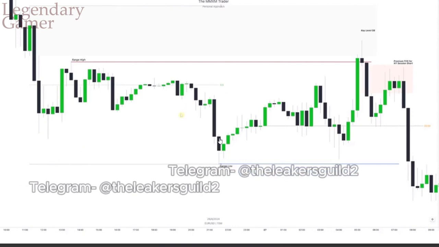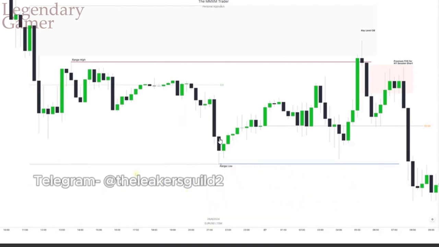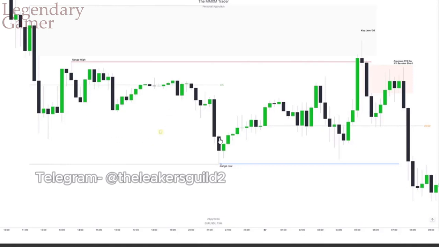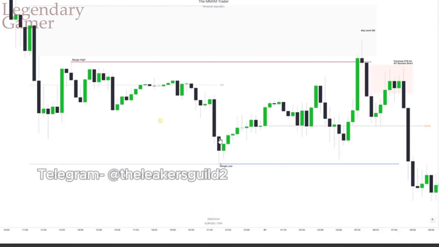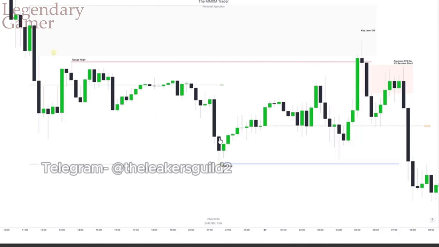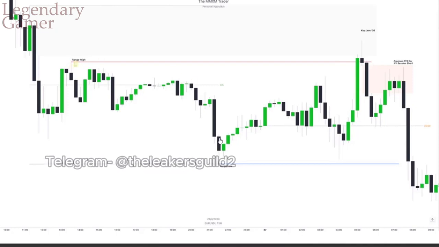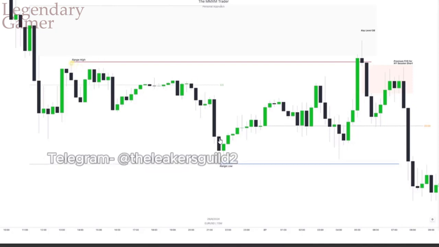So over here we've got another example, right? We've got the Euro USD 15-minute chart. Again, we want to be sellers in premium and buyers in discount as always, so we map out our swing low here and our swing high, and we've got another high over here in the range, right? So we're going to use this high over here.